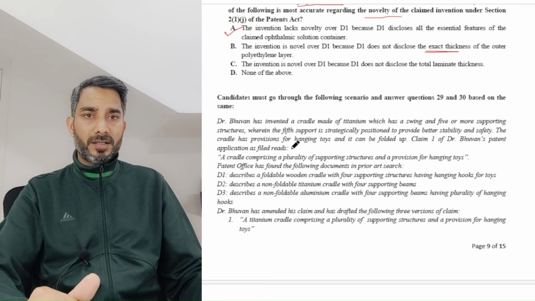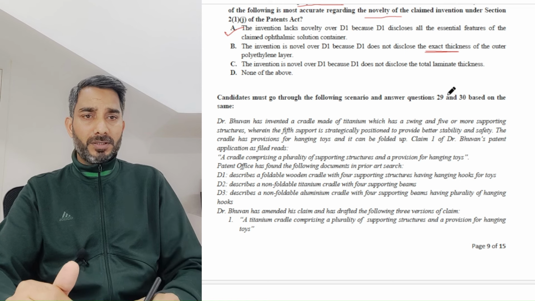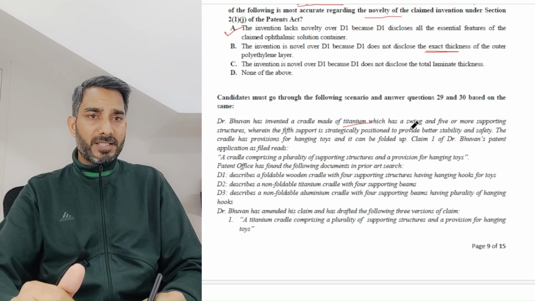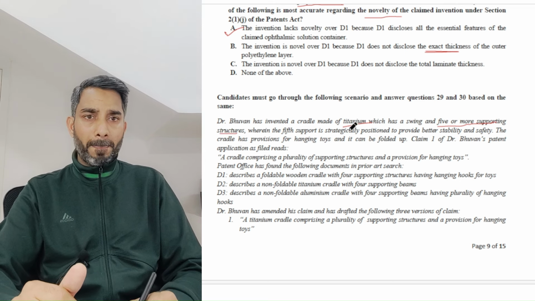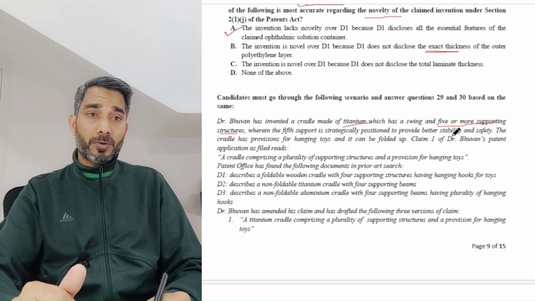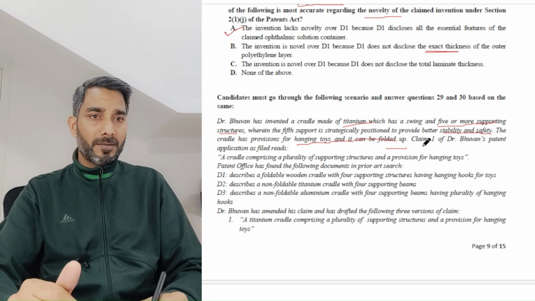Bhuvan has invented a cradle made of titanium. This is important. Titanium, which has a swing and 5 or more supporting structures. Sure. Fifth support is strategically positioned to provide better stability. So this is advancement. The cradle has provisions for hanging toys and it can be folded up. So foldable titanium, something like that.